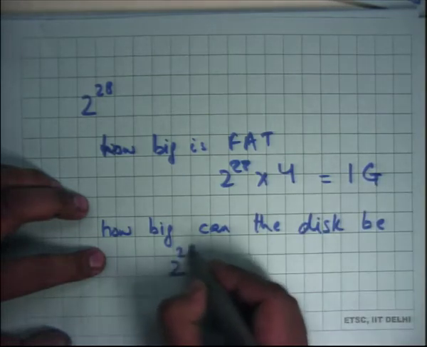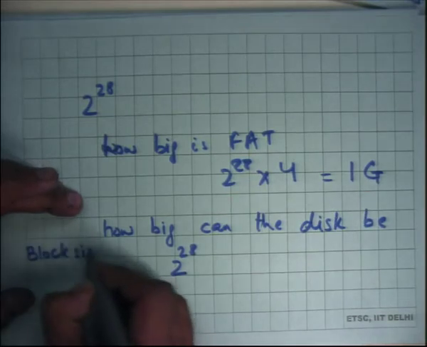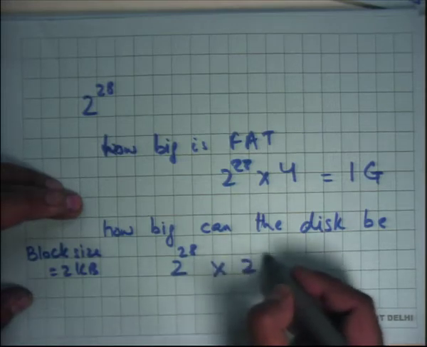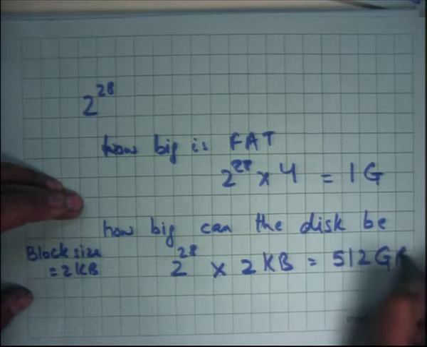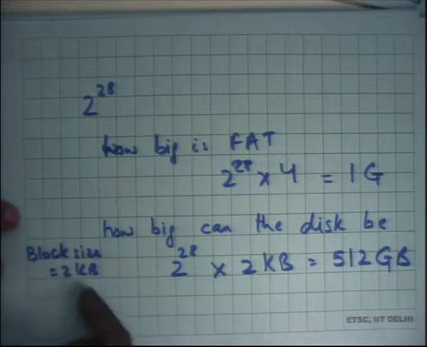2 to the power 28. Let's say I was using a block size of 2 kilobytes. Then I have 2 to the power 28 into 2 kilobytes. That's equal to 512 gigabytes. Right. So you can support a maximum size disk of 512 gigabytes with the FAT32 file system with a block size of 2 kilobytes. If you want to have a larger disk, one straightforward thing to do is increase the block size. Right. So you could take it up to 32 kilobytes, and that way you can multiply this number by 16.